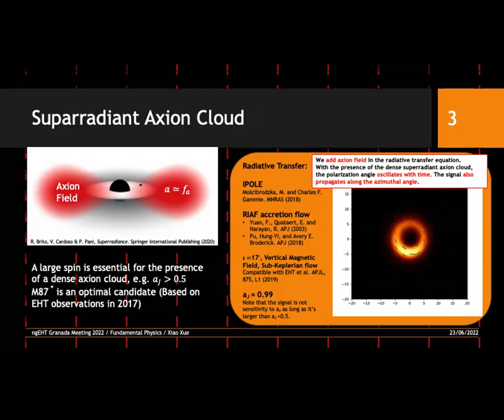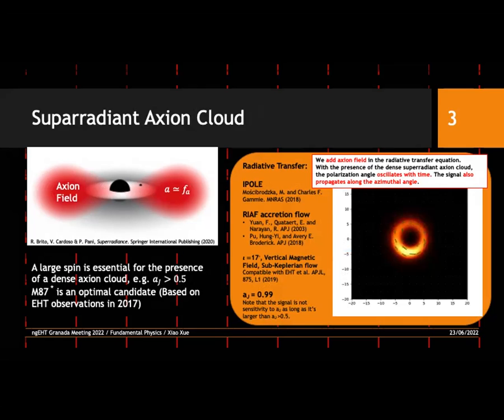Okay, so on the right side, I don't know if you can see clearly, is an example that we made to show the axion birefringent signal induced by the axion cloud around the supermassive Kerr black hole M87. What we do here is add the axion field in a radiative transfer equation. The software we use is IPOLE, and for the accretion flow, we use a theoretical accretion flow, which is RIAF.